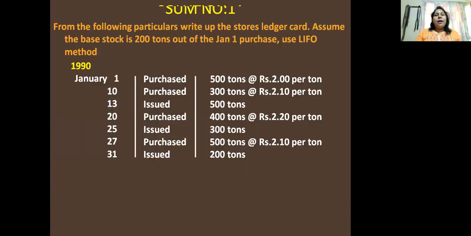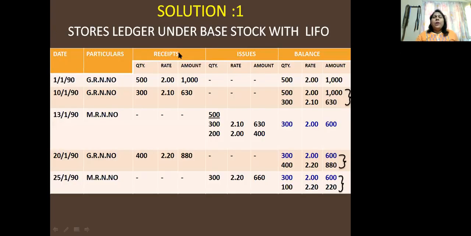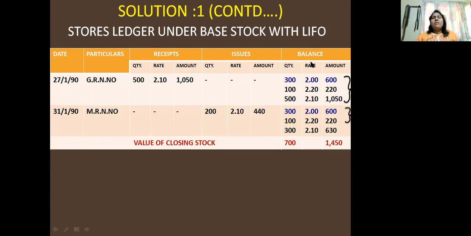So I think you have an understanding of how to prepare the stores ledger with base stock using the LIFO method. Here in the problem, they ask us to maintain a base stock of 200 tons, but we don't have a possibility of using the first lot more than 200, because we are working under LIFO. So it's not a problem for us. Let me show it as 300, because we don't have a situation to use this lot more than this, since we are using LIFO.